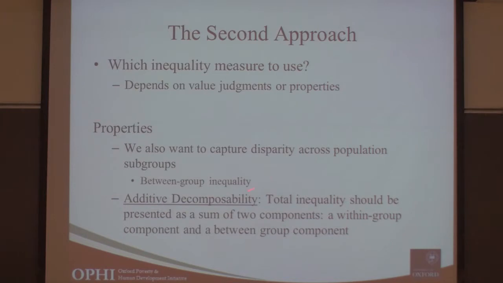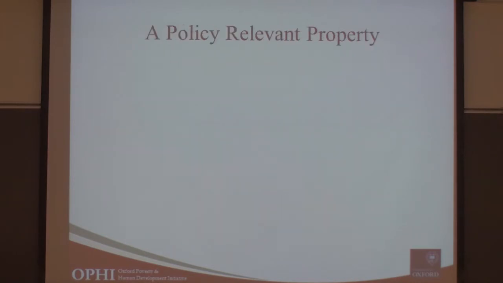We also want to capture, if we want to, between-group inequality. It's not necessary, but sometimes you may want to say whether the disparity in multidimensional poverty across regions has gone up or gone down. It's also a valid concern. So in that case, you need to capture the between-group inequality. I will show how we do it, and that requires additive decomposability. Total inequality is presented as a within-group component and a between-group component.